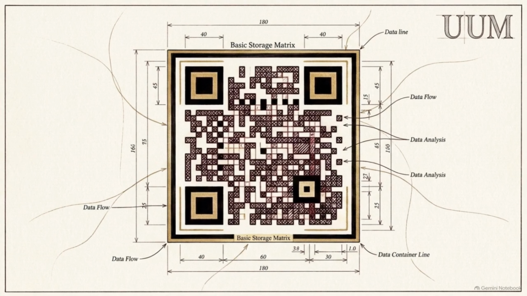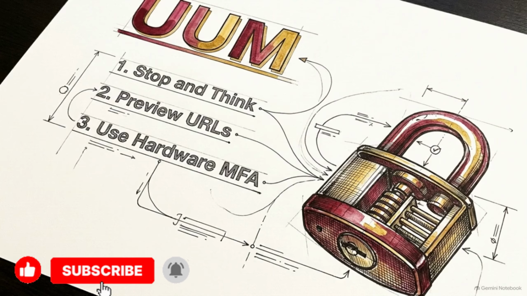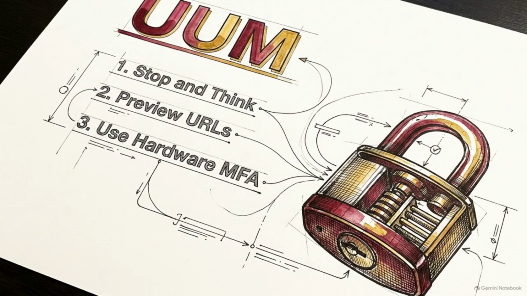QR codes are neutral data containers. They only execute the instructions they are given. By replacing a blind scanning reflex with technical verification, you dismantle the attacker's primary leverage and secure your digital perimeter against these specific exploits.